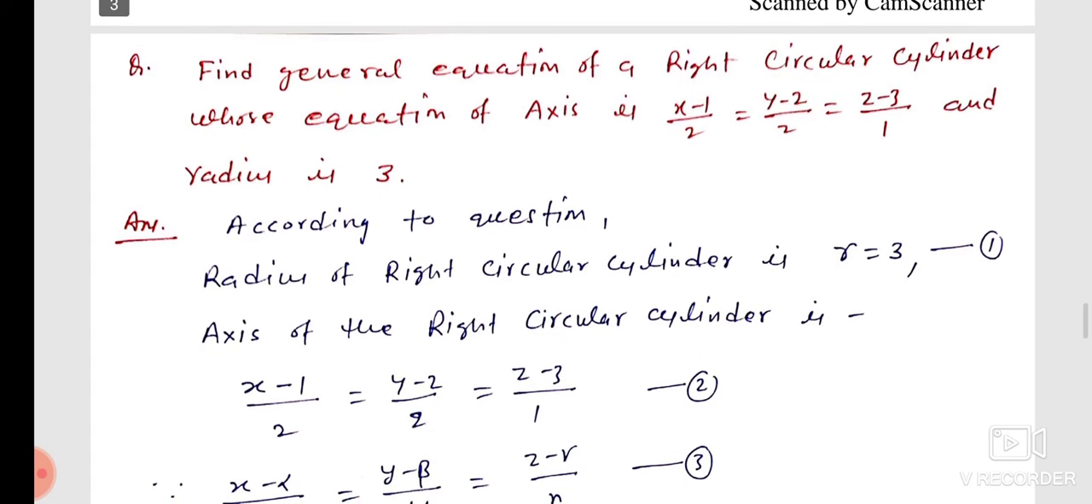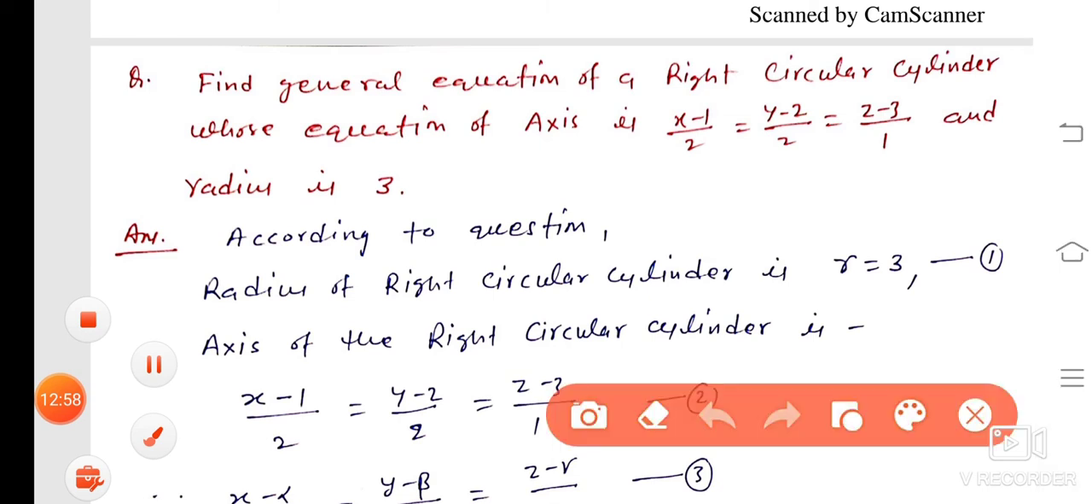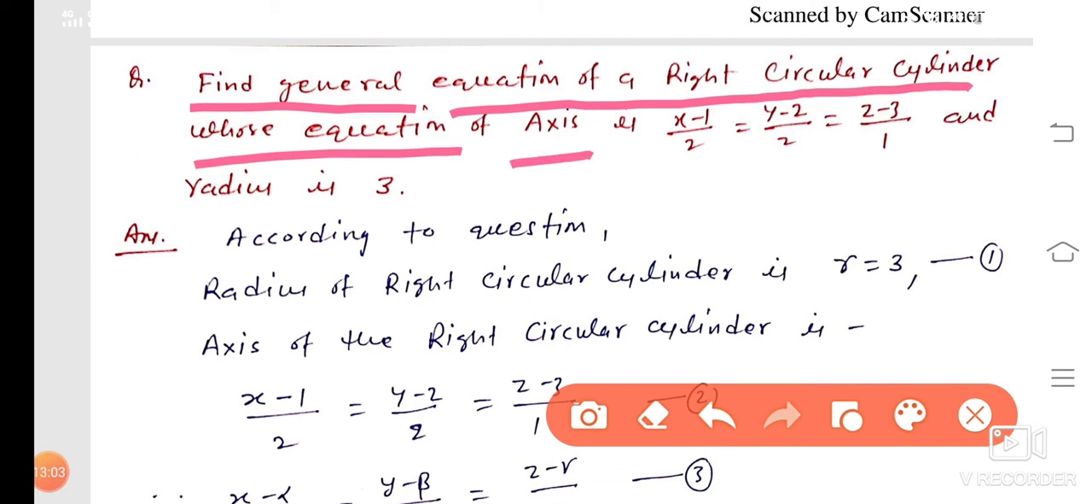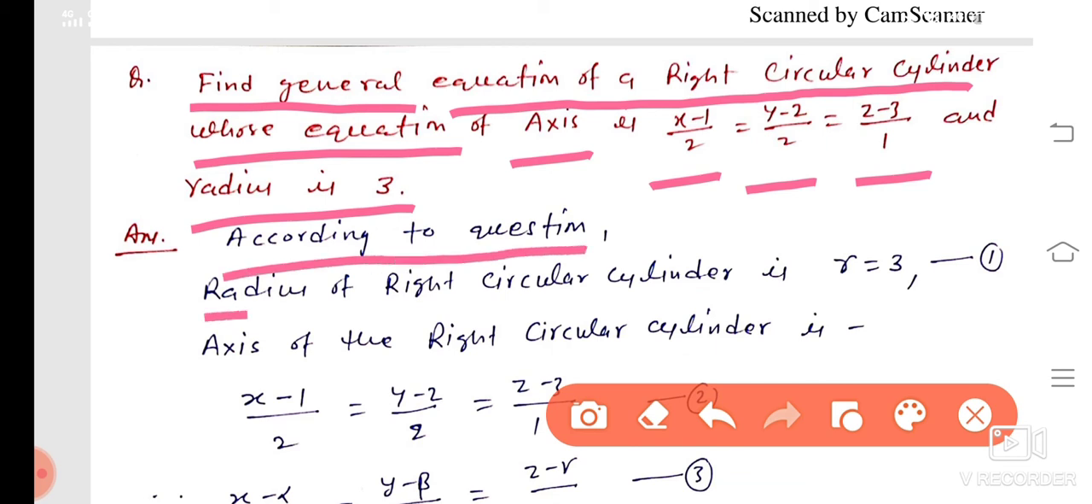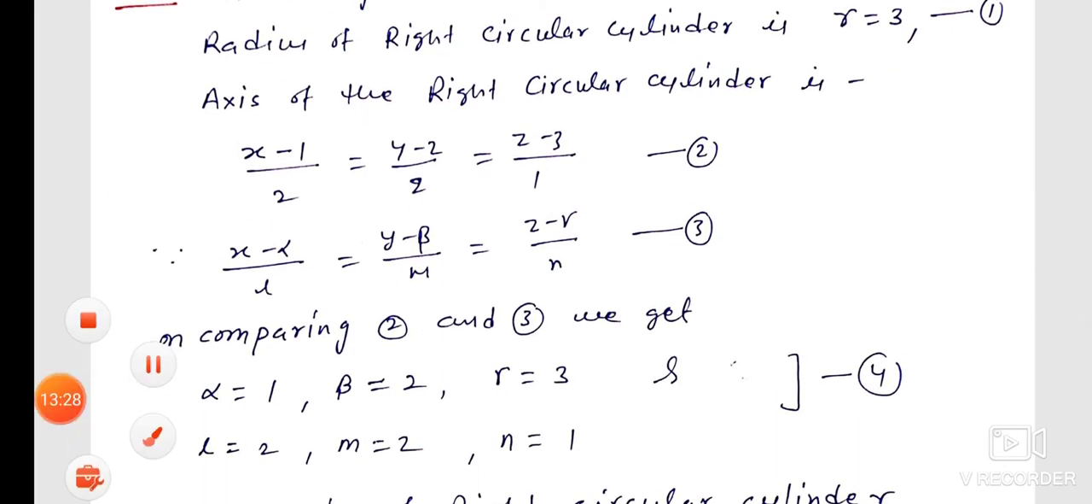Now in a numerical problem, how can we use this equation? For example, find the general equation of a right circular cylinder whose equation of axis is (x minus 1) upon 2 equals (y minus 2) upon 2 equals (z minus 3) upon 1, and radius is 3. Students, to attempt the problem, first of all write all the things you are given. According to the question we are given the radius of the right circular cylinder, that is R, which is 3, equation number 1. The axis of the right circular cylinder is important, so write its equation.